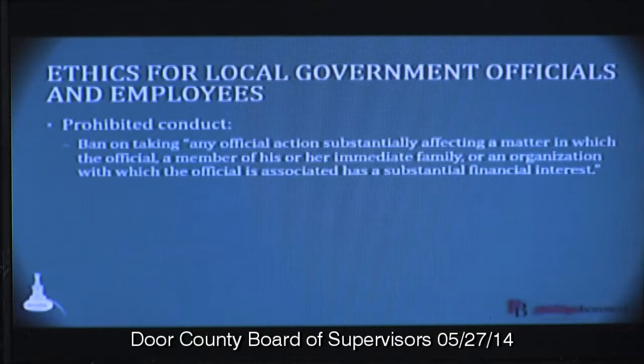Ban on taking any official action substantially affecting a matter in which you, a member of your immediate family, or an organization with which you're associated has a substantial financial interest. I didn't talk about this before, but let's talk for a moment about member of your immediate family. Spouse is included as a member of your immediate family. Child is included only if your child receives 50% or more of his or her support from you, or conversely, if you receive 50% or more of your support from somebody else, that person is considered a member of your immediate family.